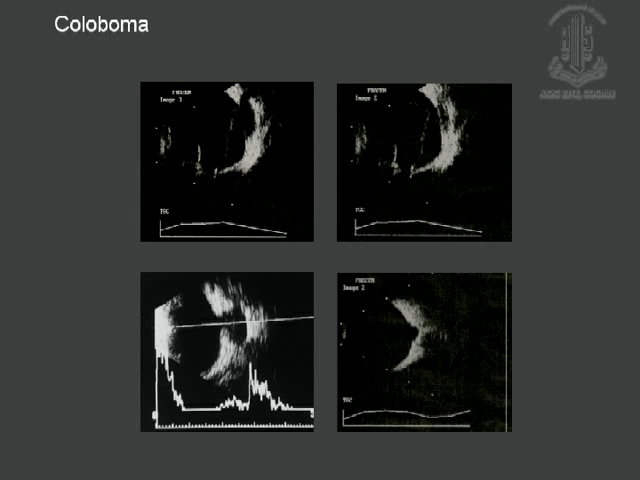Other cases like colobomas are quite easily picked up on the ultrasound. You see an outpouching of the globe. And this is very easily picked up on the ultrasound. Posterior staphylomas are easily picked up on ultrasound.